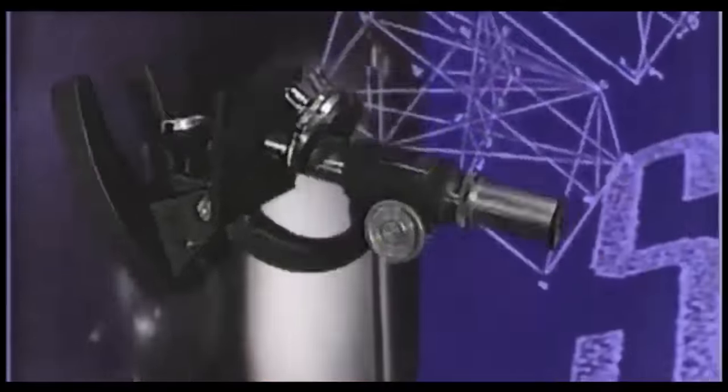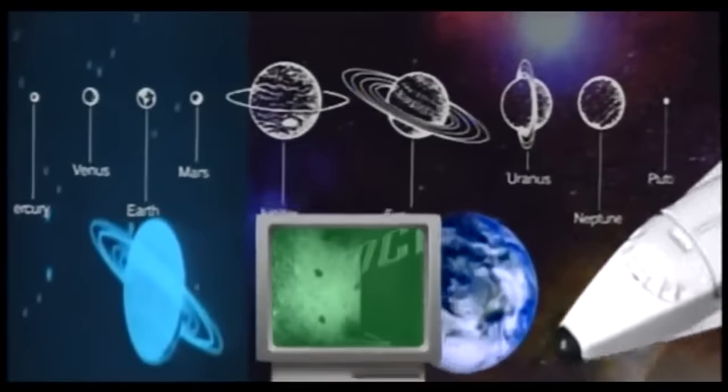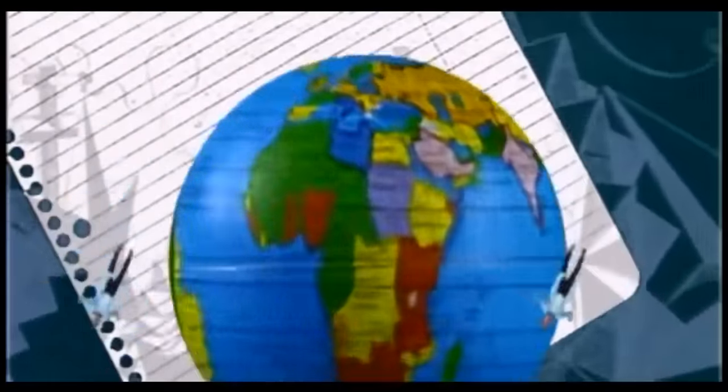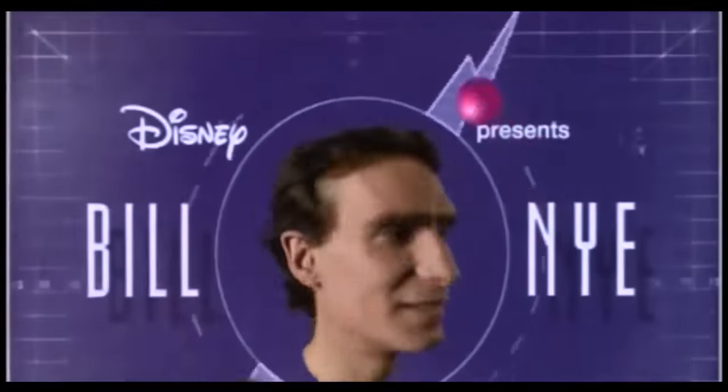Bill Nye the Science Guy. Bill Nye the Science Guy. Science rules. Bill Nye the Science Guy. Inertia is a property of matter. Bill Nye the Science Guy. Bill, T minus 7 seconds. Bill Nye the Science Guy.